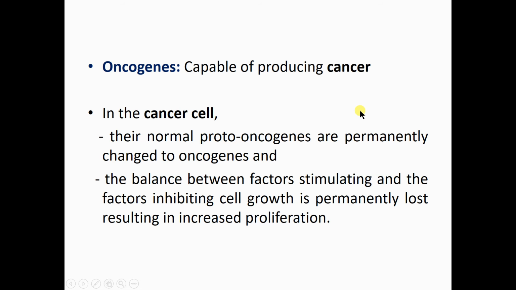So the regulation of growth of a particular tissue is maintained by this balanced function between the proto-oncogenes and anti-oncogenes. But the activity of these proto-oncogenes becomes uncontrolled by their conversion into oncogenes. So the balance between the factors which stimulate and the factors which inhibit growth is permanently lost, which results in increased proliferation of the cell because the activity of these oncogenes is uncontrolled.